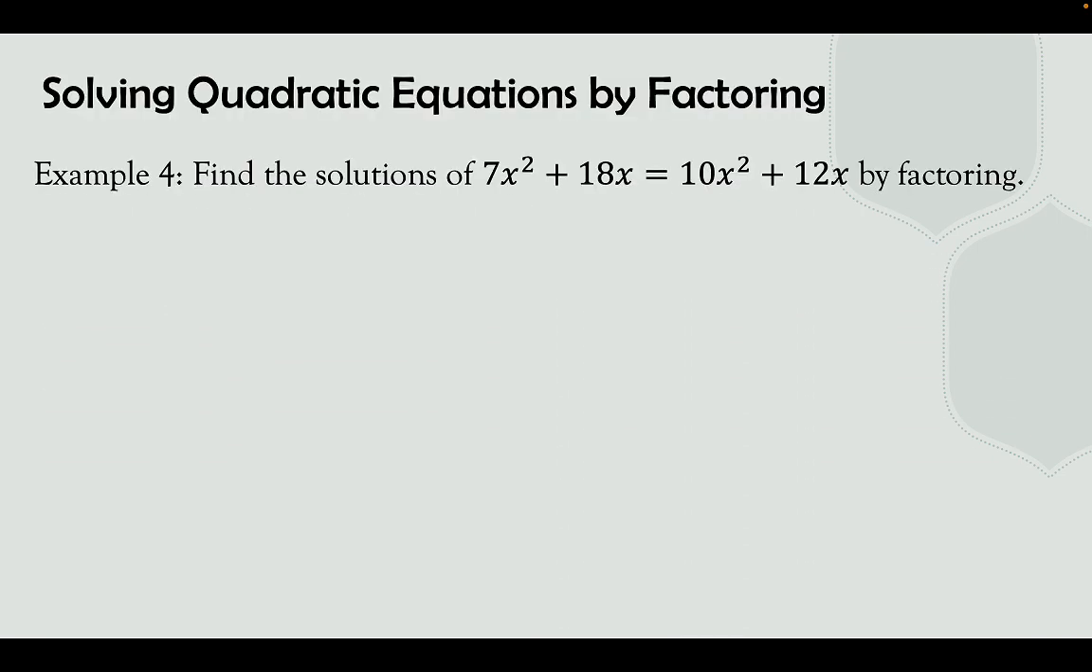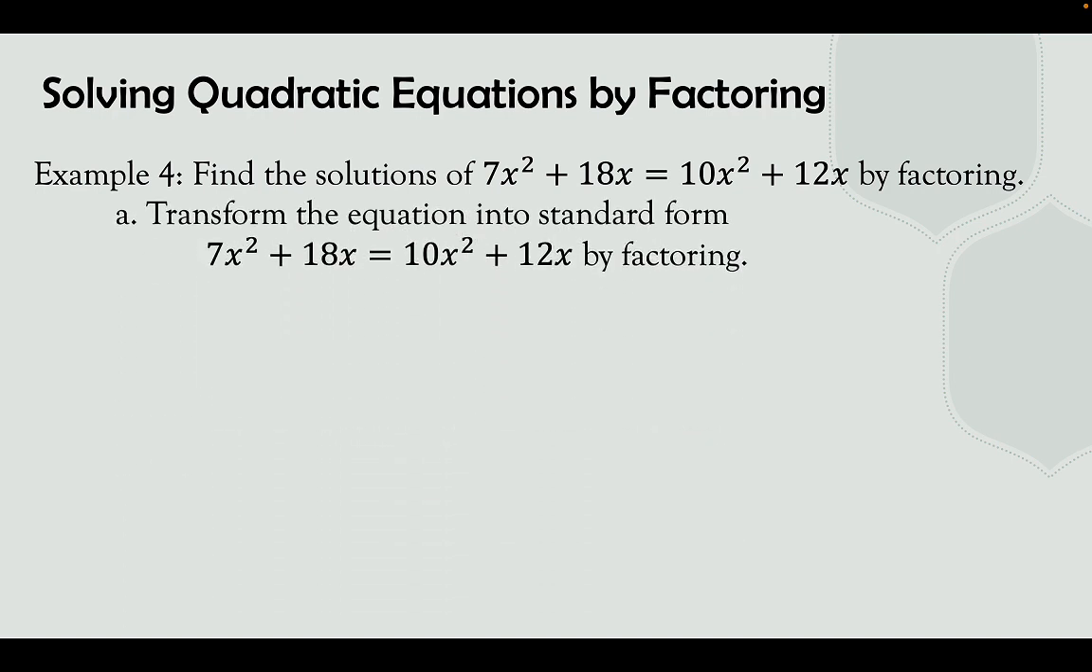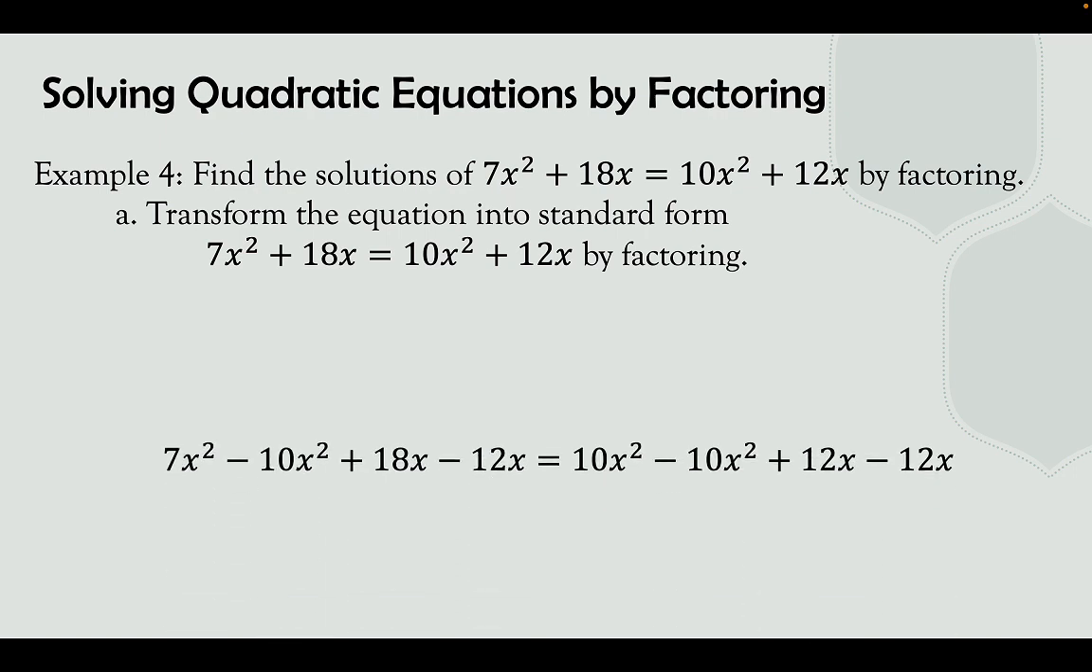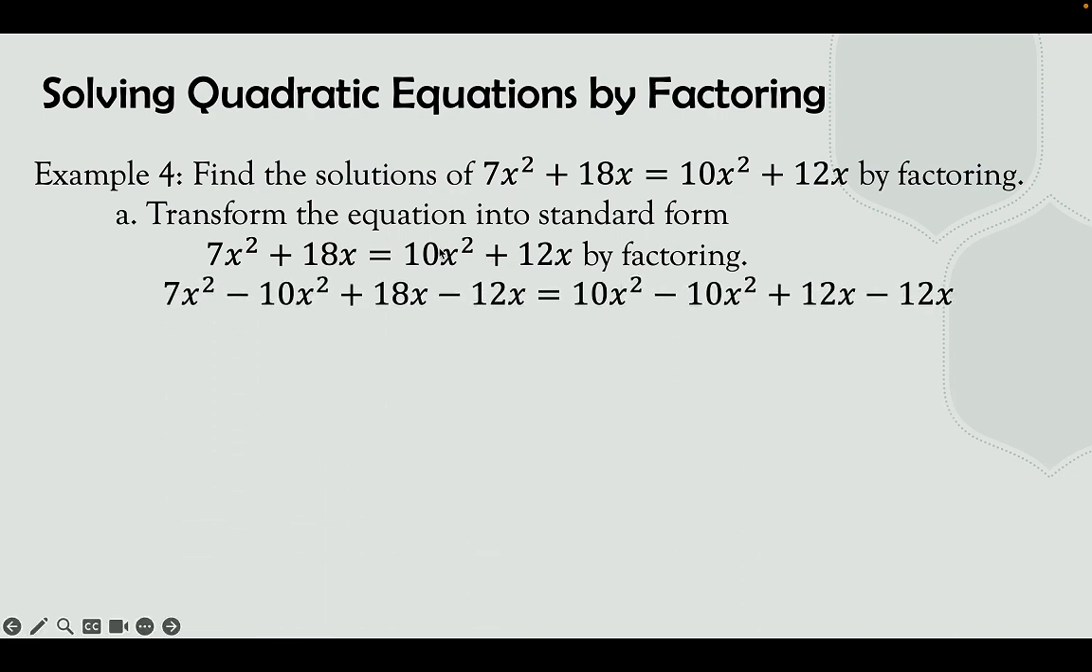Example 4. Find the solution of 7x squared plus 18x equals 10x squared plus 12x by factoring. So we need to transform this one into the standard form. So we need to subtract both sides by 10x squared and 12x so that we have 0 on the right side. So we have now 7x squared minus 10x squared, we have negative 3x squared. And then 18x minus 12x, we have positive 6x equals 0.